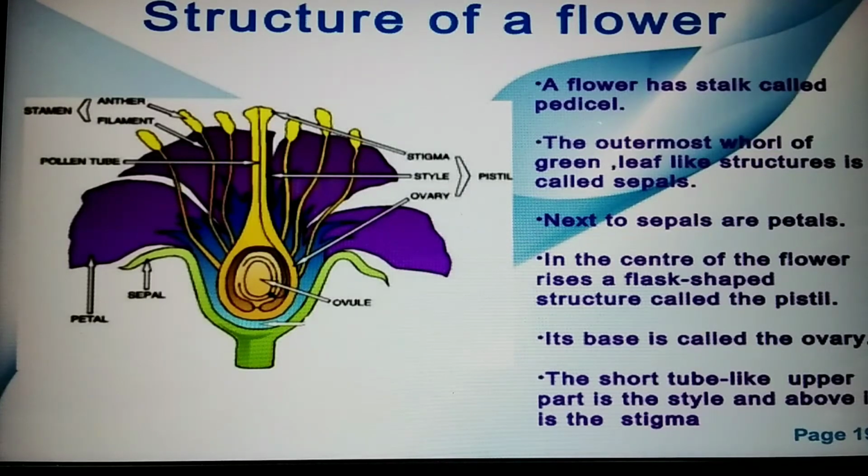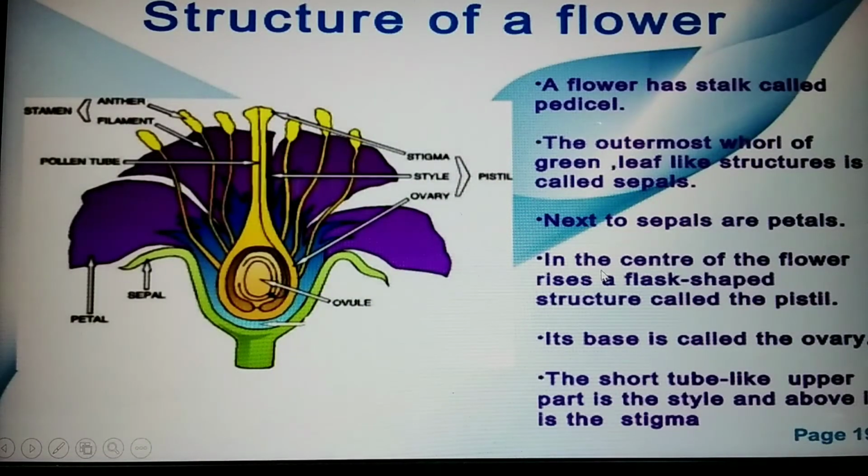The third whorl consists of stamens, which are the male reproductive parts of the flower. Each stamen has a long stalk called filament, which ends at a thick tip called anther. The anther contains pollen grains. It is powdery, which is known as pollen.